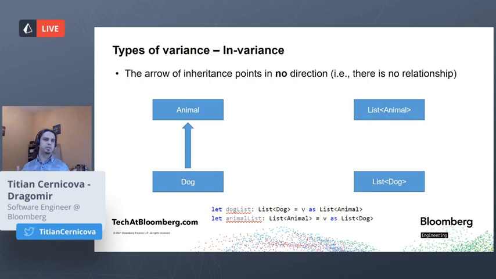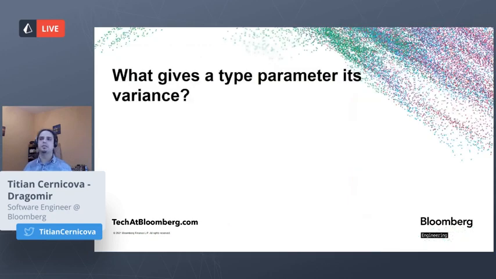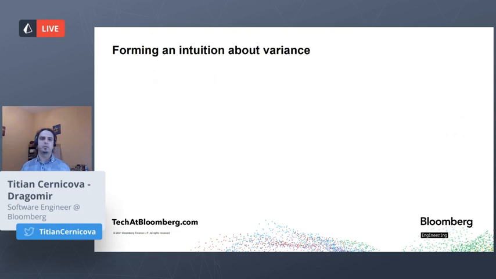Okay, so we've seen a bit of theory. Now, the next question I think is fair to ask is, what gives a type parameter its variance? And I would like for us to try to form an intuition about variance, and to be able to deduce on our own when something is covariant or contravariant or something else.